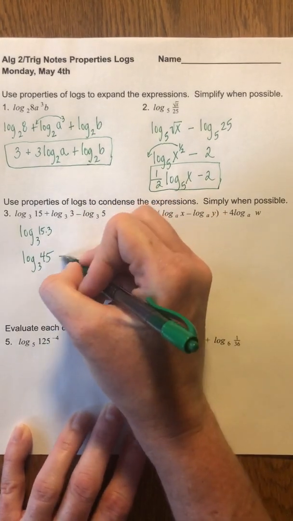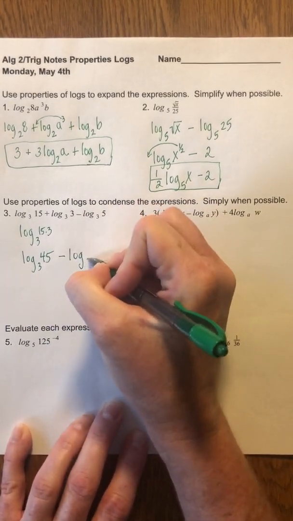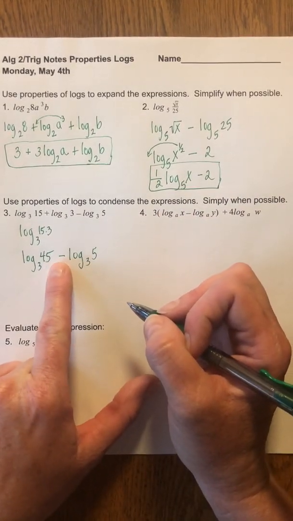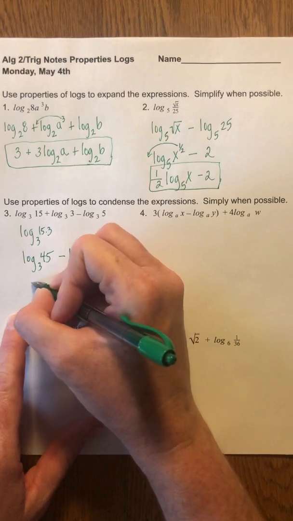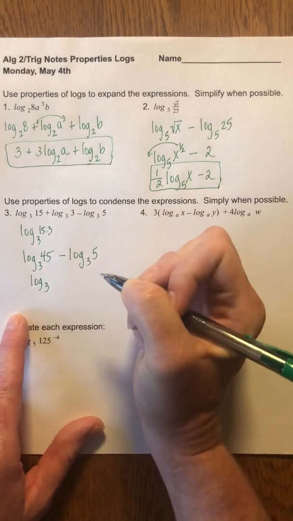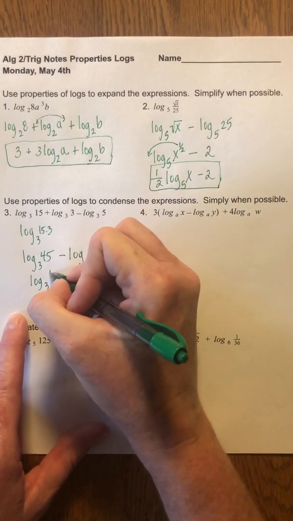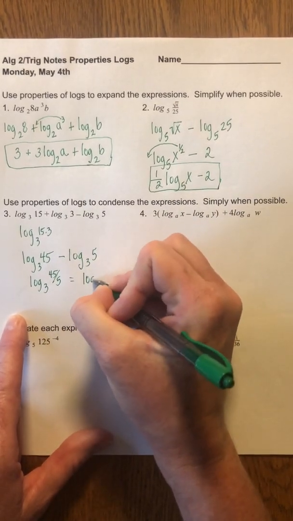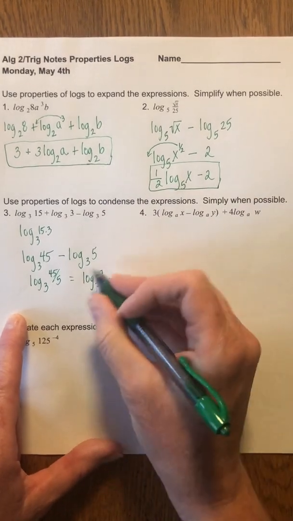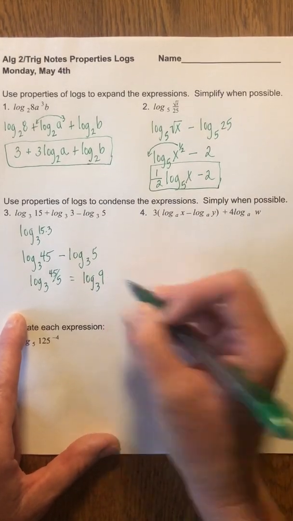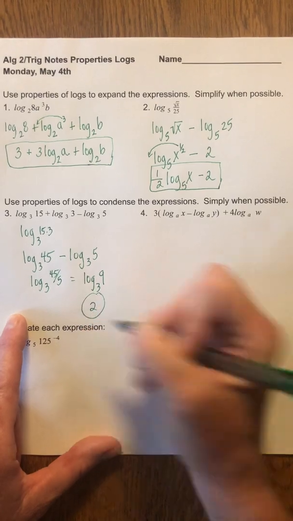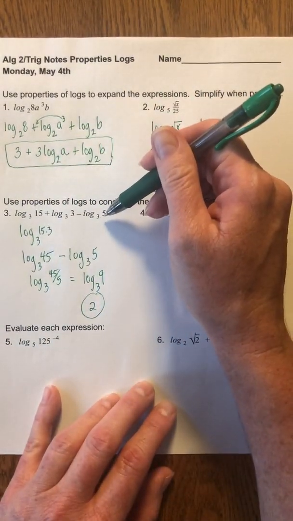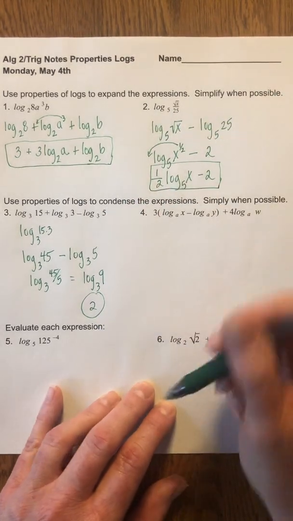Then I'm going to take the third log, subtraction of log base 3 of 5, and I'm going to write it down. Now I have subtraction. Well, the property states I can write one log, base 3, and 45 and 5, I divide them. 45 divided by 5 is 9, and then I simplify. 3 to what power is 9? This answer is 2. So number 3, that great big long expression, actually is equal to 2.